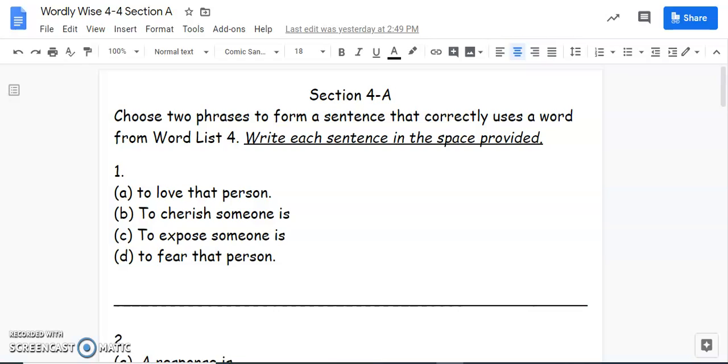I'm just doing this quick reminder of what I'm expecting for you to do for the Finding Meaning section of your Wordly Wise Lesson 4. Whether you're doing it on the hard copy or digitally, I'm expecting that you're going to choose two phrases to form a sentence that correctly uses a word from word list 4. Okay, that's the directions right there.